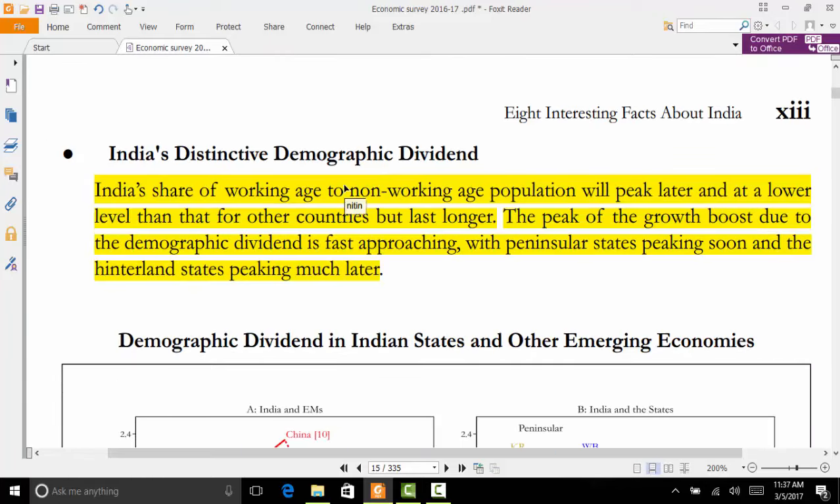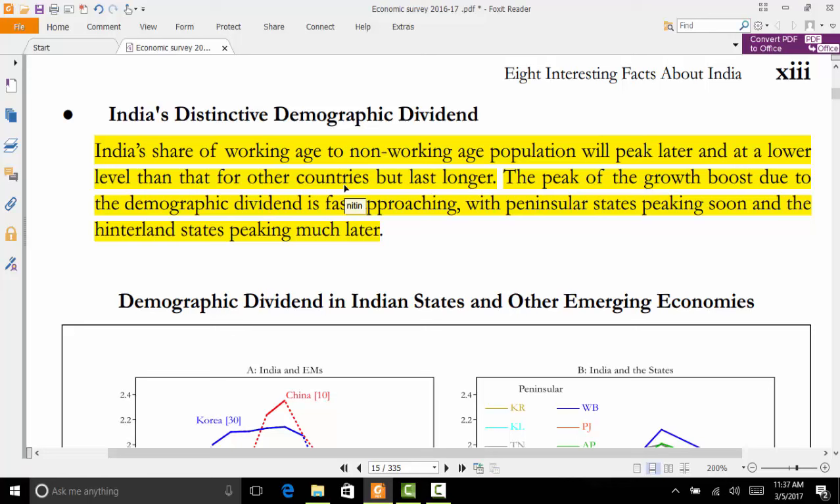Now coming to next point, next factor. So we'll try to complete this survey in around 5 classes. Okay. Now, India's distinctive demographic dividend. So 4 to 5 classes. Let's see how easily we cover it.